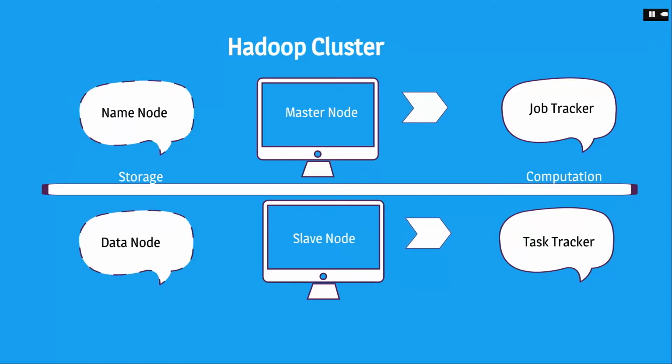Name node and data node are responsible for storing and managing the data, whereas job tracker and task tracker are responsible for processing and computing the data. Generally, name node and job tracker are configured on one machine and data node and task tracker are configured on multiple machines.